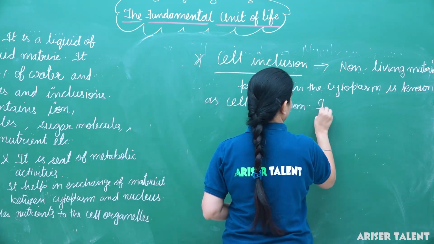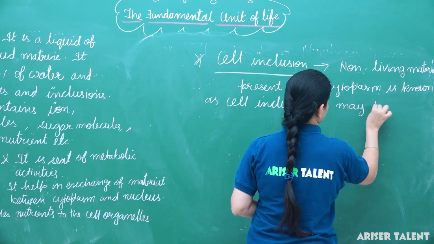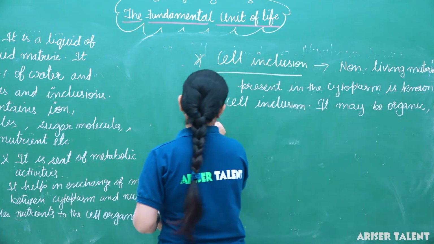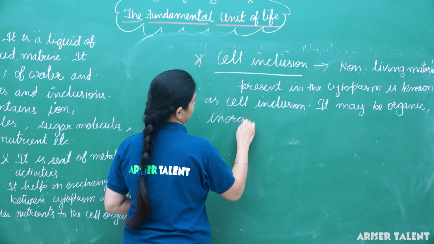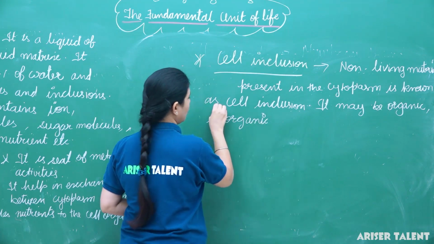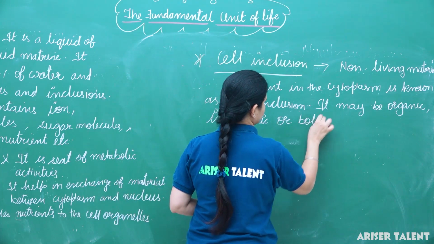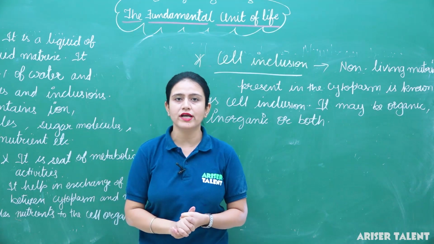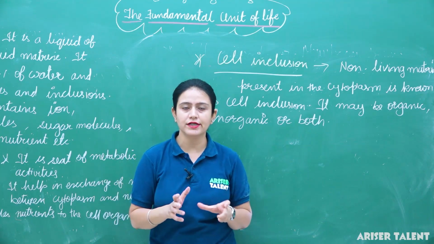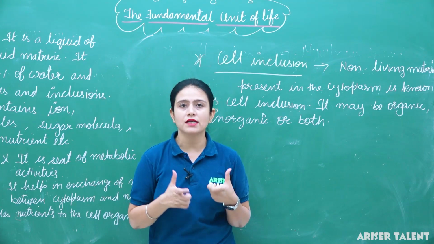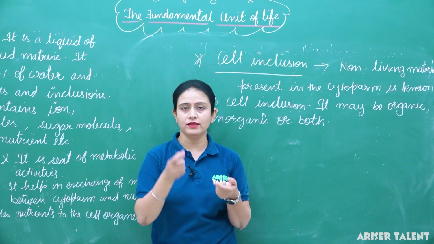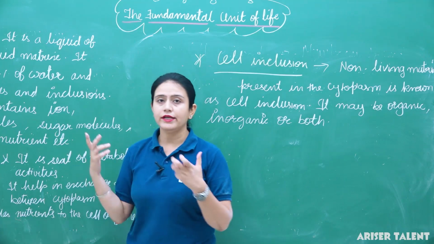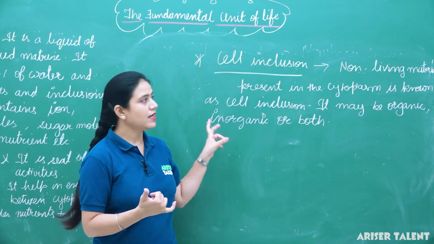It may be organic, inorganic or both. Okay, so whatever non-living material is present in the cytoplasm, that is known as cell inclusion. So here we have studied about the cytoplasm, that cytoplasm is a liquid which is present inside the cell between the nucleus and plasma membrane. What does it contain? It contains cytosol, cell organelles, and cell inclusions.